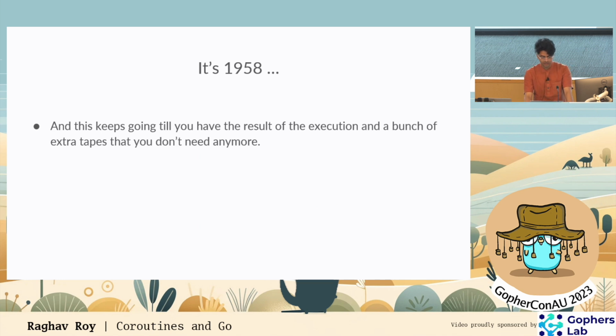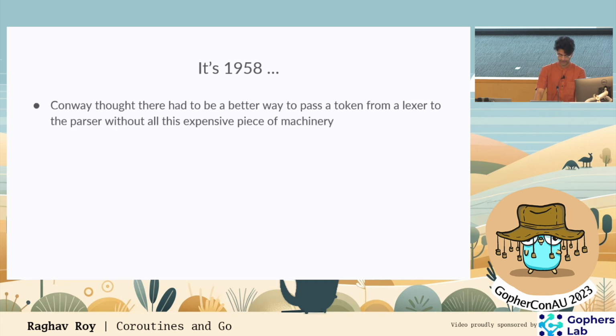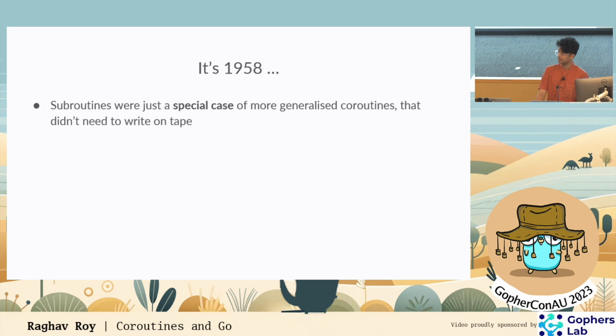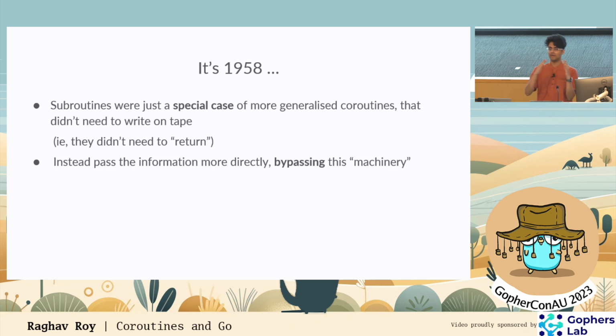So at the end of this, what you're left with is a bunch of extra tapes that you don't need anymore. And you make use of this very heavy machinery behind the scenes with these punch cards and creating all these tokens and things like that. And Conway actually thought that there had to be a better way to pass a token from a lexer to a parser without all this expensive machinery. And what he realized was what we've already discussed, that subroutines were just a special case of more generalized coroutines, and that you didn't need to write on the tape, which means that you didn't need to return, and you could have this message exchange happening more directly, bypassing this entire machinery.